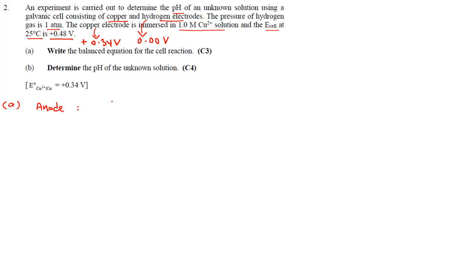Okay, so what happens at the anode? Hydrogen gas will be oxidized to give us hydrogen ion. Again, balance the number first, there are 2 here, and then on the left side the charge is zero, on the right side positive 1 times 2, so positive 2, so we add 2 electrons on the right. And for the cathode, reduction will occur. The ion will receive electrons. Which ion? The copper ion will receive electrons to give us copper solid.